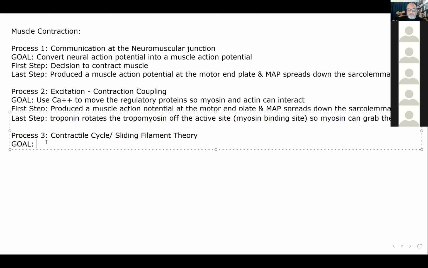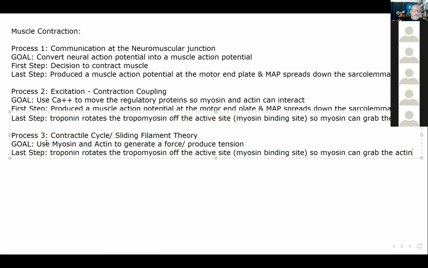True. And it does that because our goal here is to generate a force. Yeah. Exactly. Okay. We want to use myosin and actin to generate a force, right? To produce a tension. And that is going to move the body through space. And we now know that the first step in that is going to be to rotate that tropomyosin off of the active site so the myosin can grab onto the actin.